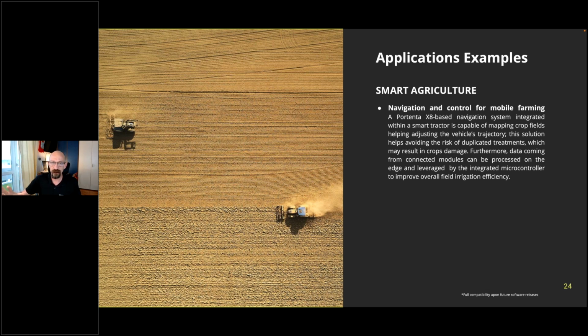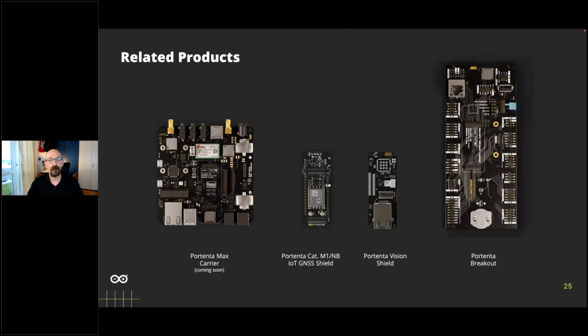Last one in smart agriculture, so you can have help for supervised navigation and control for mobile farming. So adding the GPS connectivity, you can track your tractor in the field in order to have a proper crop yield.